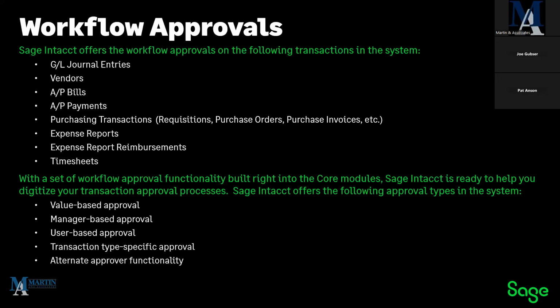Workflow approvals are built right into the system and available if you want to use them. They don't have to be turned on, but these are approval processes where you can route certain things to have to go through an approval before they actually post or get created in the system to be used. And out of the box, you can do that for journal entries, vendors, bills, AP payments, PO transactions, expense report stuff, and timesheets. And the approval process can be based on different values or manager approval basis and things of that nature. Just realize that they're in the system by default and can be used across the system if you want to leverage them.